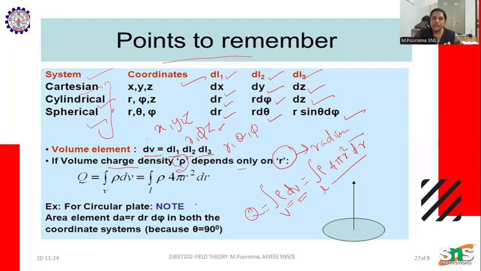For example, for a circular plane, the differential area dA is equal to r dr d phi in both coordinate systems, because the angle theta is 90 degrees. So that is the points to be remembered in this chapter.